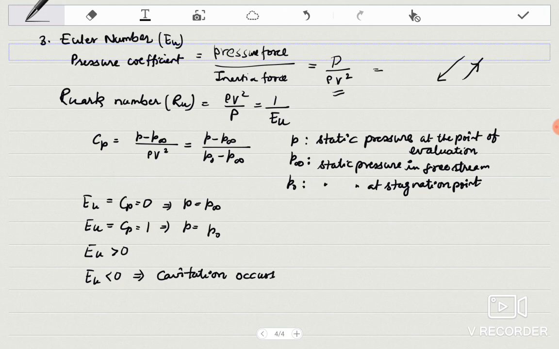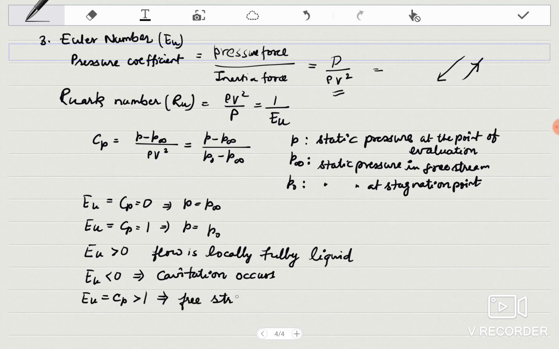Therefore, when EU is greater than 0, we say that flow is locally fully liquid. That means there is no cavitation. Similarly, there is another condition. If you get your Euler number or the pressure coefficient to be greater than 1, this means that free stream flow is compressible. So it is the condition of compressibility also. So these are certain characteristics of Euler number.